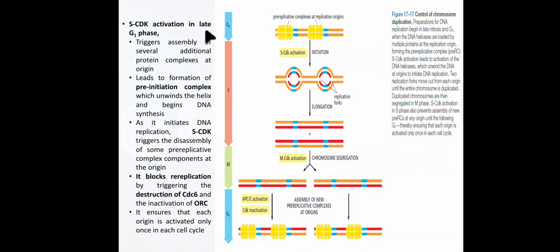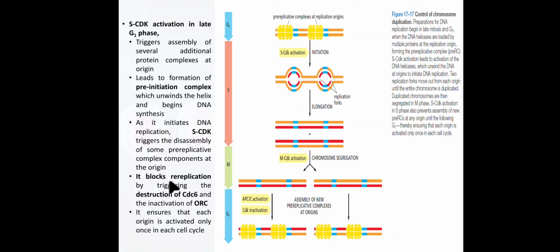SCDK activation in late G1 phase triggers assembly of several additional protein complexes at the origin, leading to the formation of the pre-initiation complex, which unwinds the helix and begins the DNA synthesis. As it initiates DNA replication, SCDK also triggers the disassembly of some pre-replicative complex components at the origin.